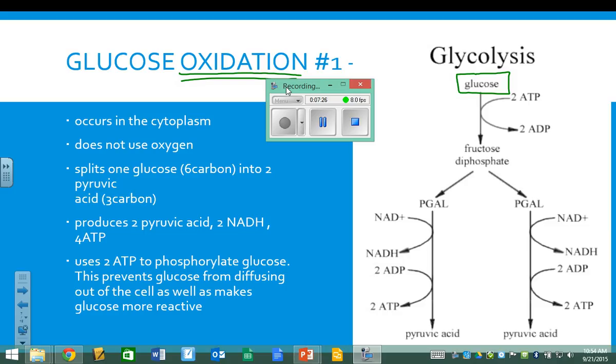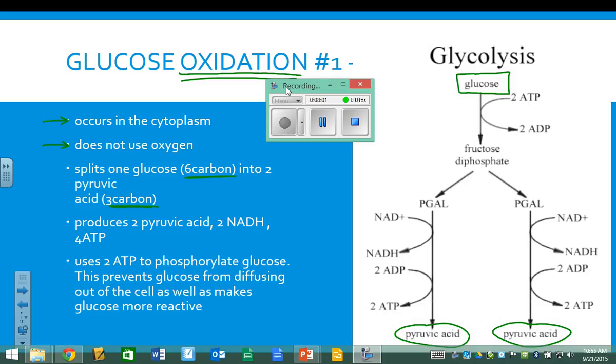Now, what happens in glycolysis, which occurs in the cytoplasm and does not use oxygen, like I mentioned earlier, is that I take one glucose, something that has 6 carbons, and I end up splitting it into 2 pyruvic acids at the end. Each of those have 3 carbons. I'm showing you the number of carbons so that you can see I'm cutting it in half. I'm breaking it into 2 pieces.